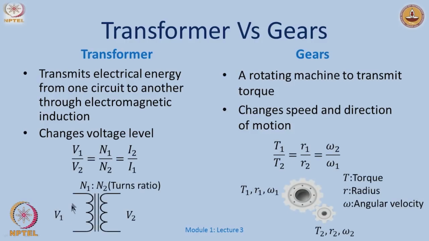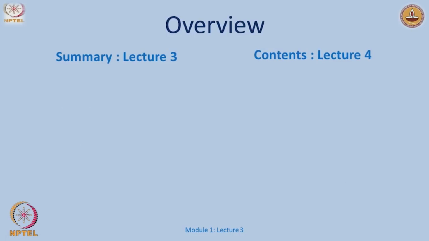So, if I have a transformer with turns ratio N1 to N2, V1 by V2 is N1 by N2, and the current would be the reverse of it, it will be I2 by I1, right. It will be a step up or step down based on whether N1 is greater than N2 or N2 is greater than N1. Similarly, in the mechanical domain I have the torques on both sides related by this relation, the torque T1 is related to T2 via the radius, or inversely related to the angular velocity. So, these are again equivalent elements: in the electrical domain the transformer, and equivalently a gear in the mechanical domain.